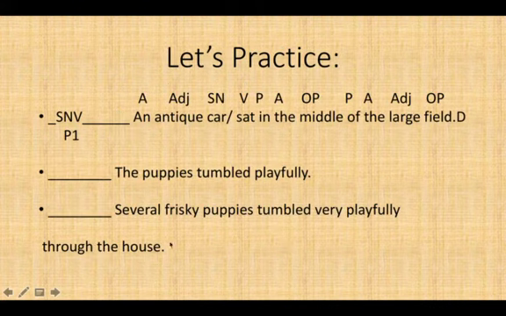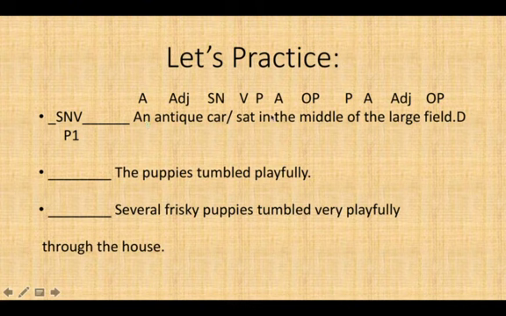Let's practice together. I did the first sentence for us, and then the second two will be yours to do on your own. The first sentence says, an antique car sat in the middle of the large field. Who or what is our sentence about? It's about the car, so that's our subject noun. What's being said about the car? It sat. That's our verb. What kind of car was it? It was an antique car. So antique is an adjective describing car, and an is our article adjective labeled with an A.